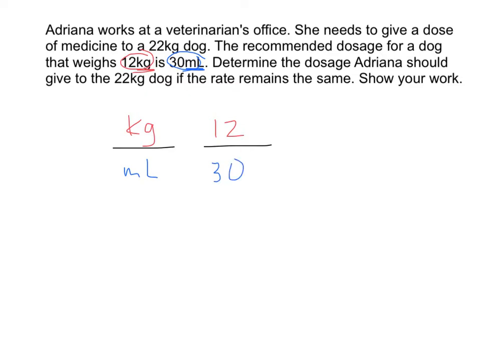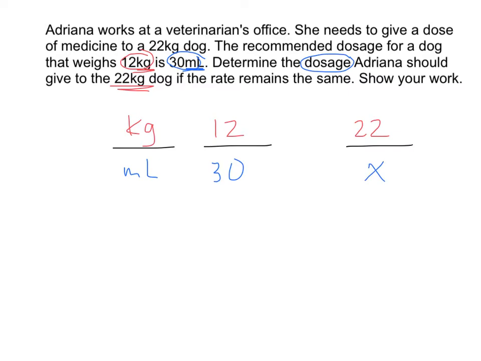But what is the question asking us to find? The question says find the dosage of medicine that you would need to give to a dog that weighs 22 kilograms. Where do you think I'm going to write the number 22? Well, let's keep it in line with our kilograms. I'm going to write 22 as the numerator. Do we know how many milliliters a 22-kilogram dog needs? No, that's what we're trying to find. Since this information is unknown, let's choose a variable to represent this info. How about x?